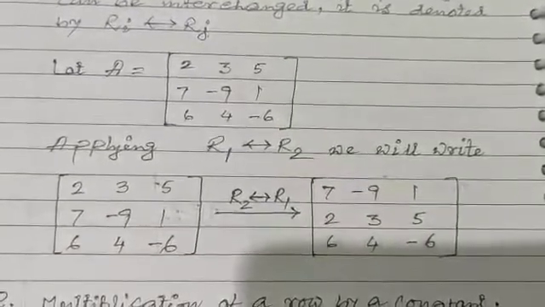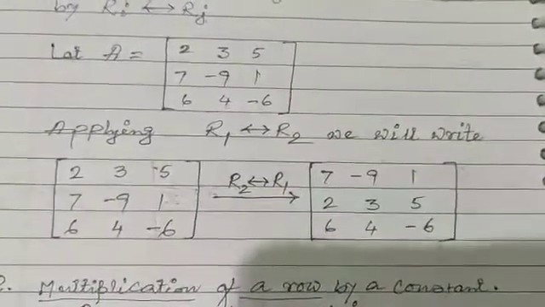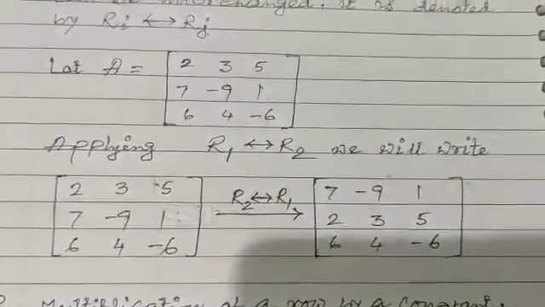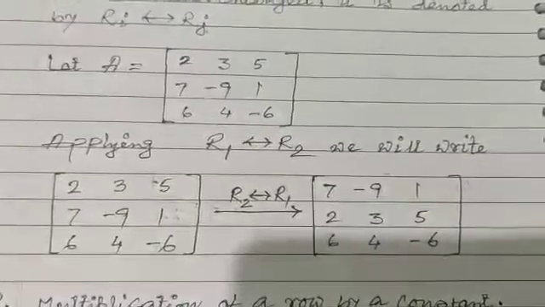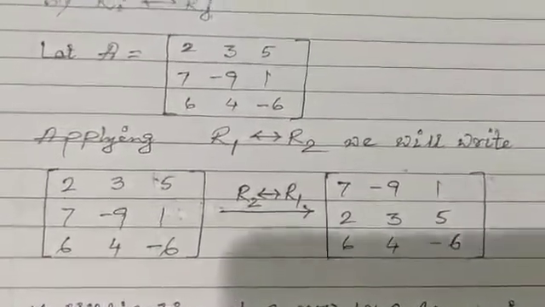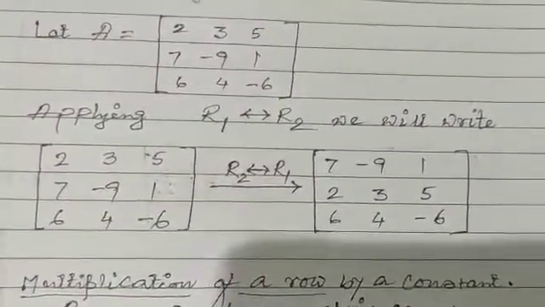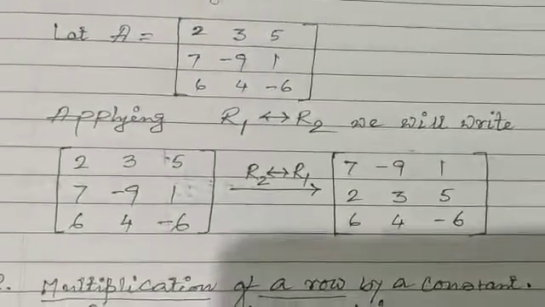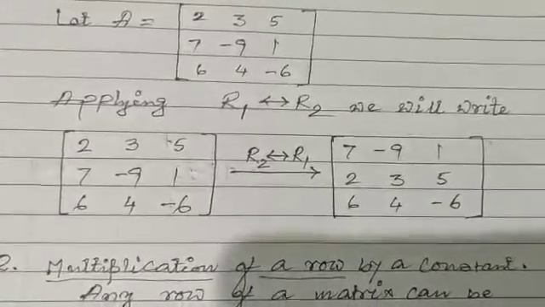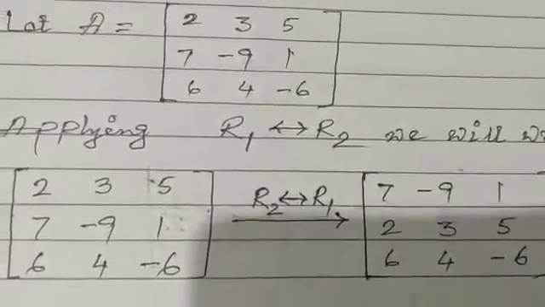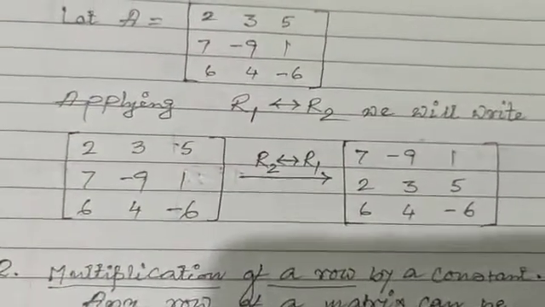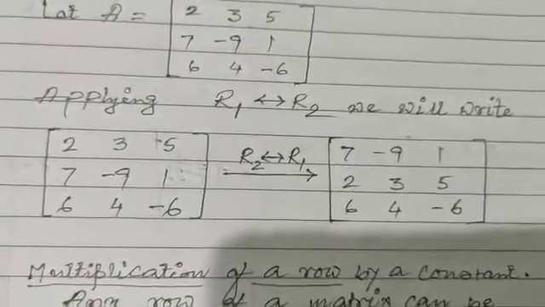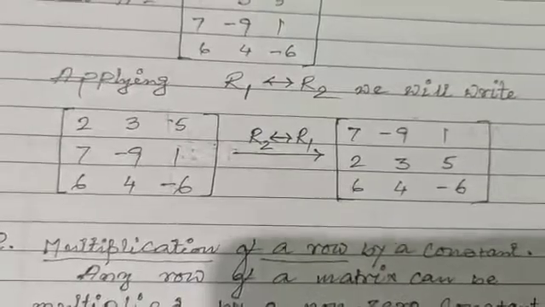Here an example is given. The matrix E, first row is 2, 3, 5, then 7, minus 9, 1, then 6, 4, minus 6, and we are applying R1 and R2 interchanged. So we will write the operation in this way, and the equivalent matrix formed will be 7, minus 9, 1, 2, 3, 5, 6, 4, minus 6.